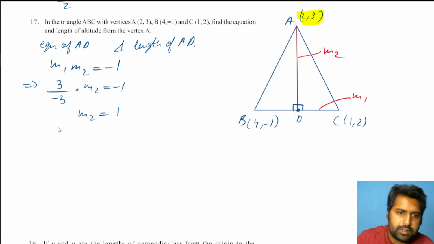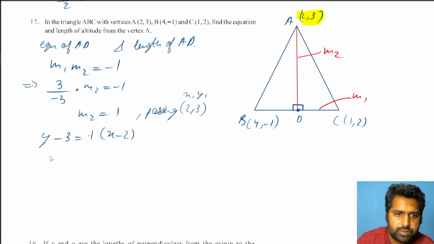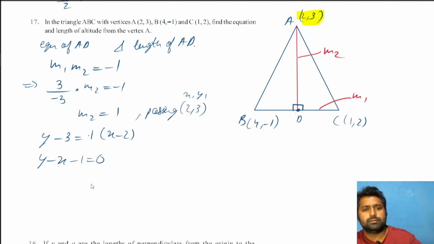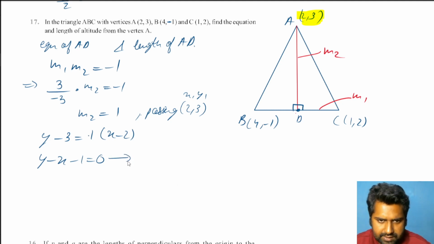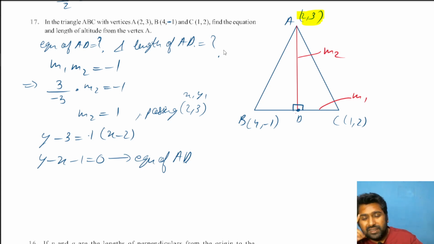Okay, and the equation, passing point is 2 comma 3, so the equation will be y minus y1 equals m2 into x minus x1. So y minus 3 equals 1 into x minus 2, and the equation becomes y minus x minus 1 equal to 0. Equation of AD is done. This is the equation of AD, half part done. How do we get the length of AD?